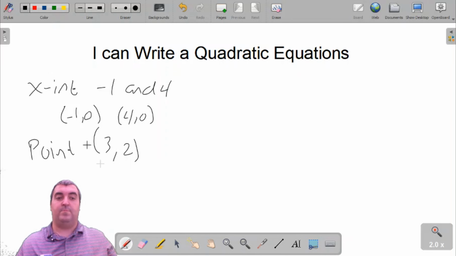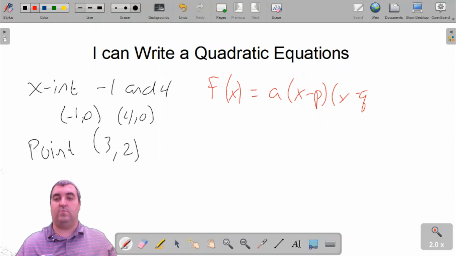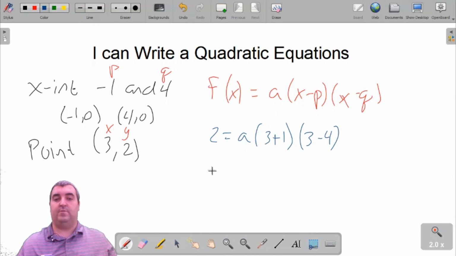So for this one, because we're given x-intercepts, we're going to do factored form. So it's f of x equals a times x minus p times x minus q. Well, guess what? We have p and q. We have an x and a y, so now we can solve for a. So 2 equals a times x is 3 minus p, which is minus -1, so plus 1. x again is 3 minus 4. So now it becomes 2 equals, that's 4, that's -1, so -4a.